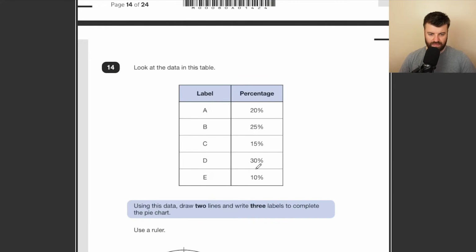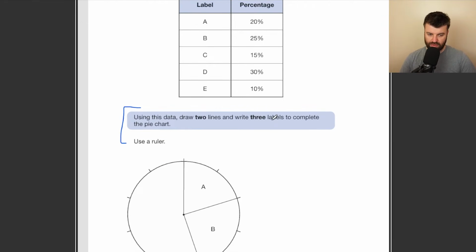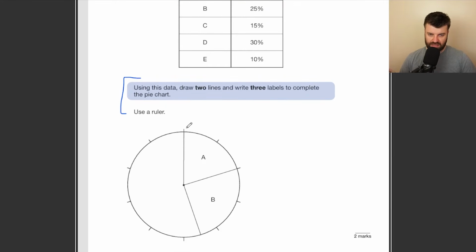Lovely. Next one, question 14. Look at the data in this table. Label A, B, C, D, E, percentage. Let's see what we need in the question below. Using this data, draw 2 lines and write 3 labels to complete the pie chart. Use a ruler. Okay, first things first.